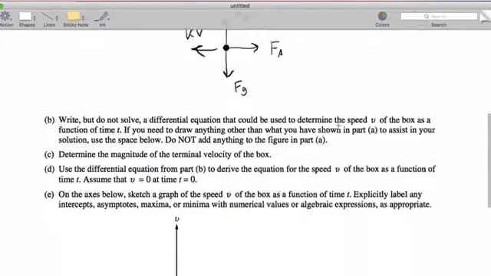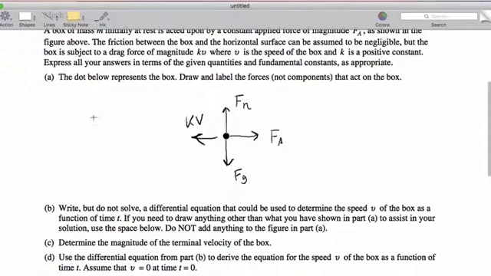Now for part B it says write down but do not determine the speed v of the box, just the differential equation. So for part B, what we will write is, thinking ahead here, we have the applied force minus kv equals m times a, and we realize this is the differential equation we're going to need to solve using Newton's second law. So Fa minus kv equals m dv dt.